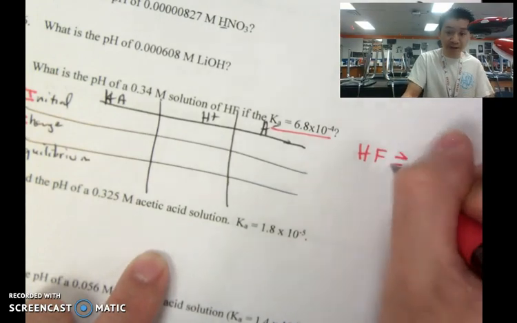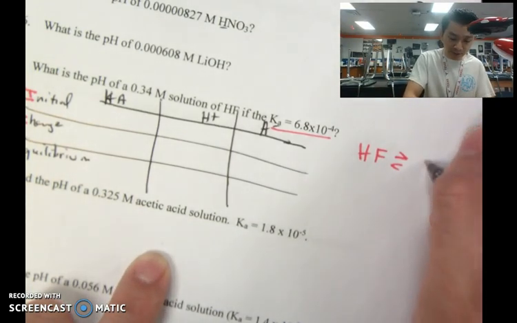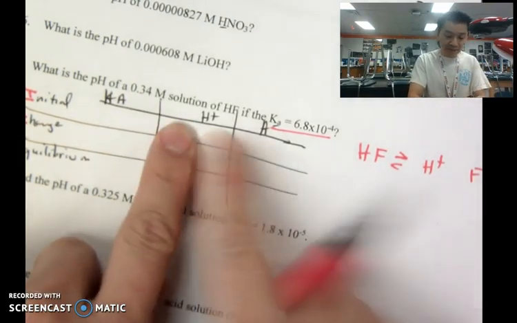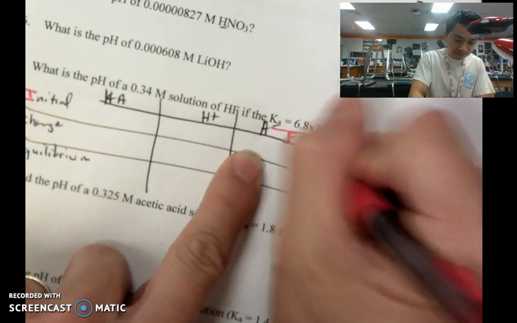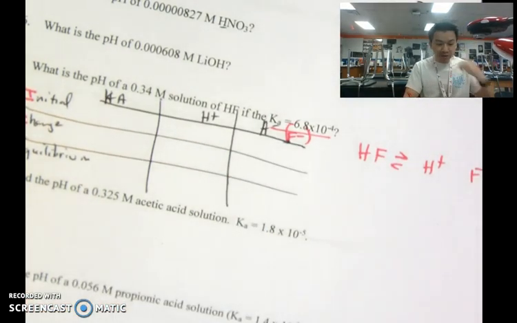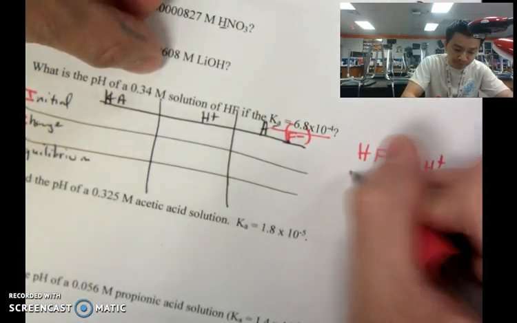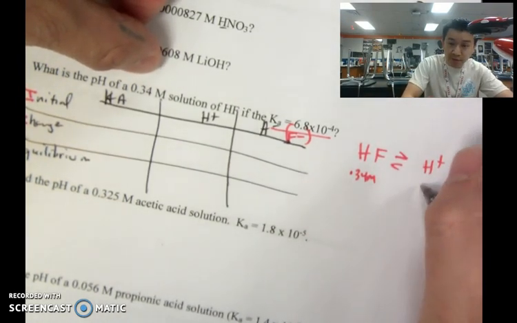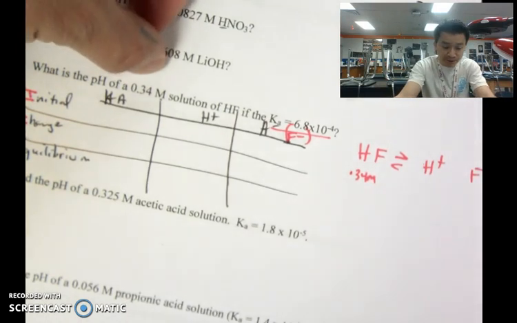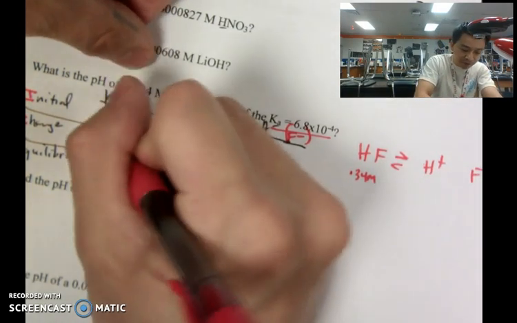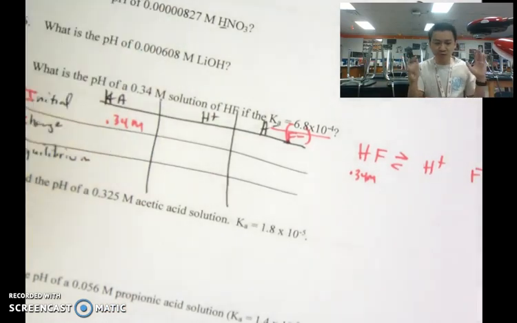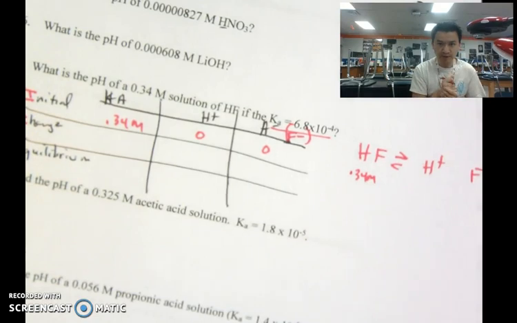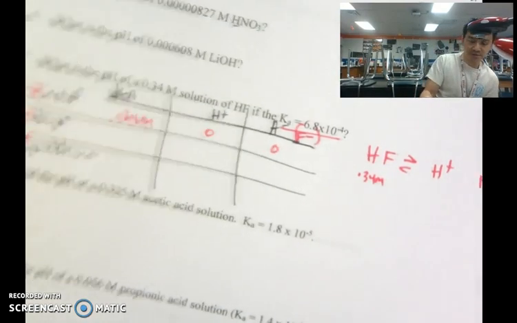So HF works like this. HF, note it's a weak acid, so it goes to H plus and F minus. This A minus is actually F minus. Okay? So the concentration we have is 0.34 molar. It's going to split up into an X amount because we don't know how much will split up. Initially we have 0.34 molar of that. When we start, do we have any H plus and F minus? It's going to be 0 and 0. It's always 0 when we start. So initial is always going to be 0, 0 for the first one.